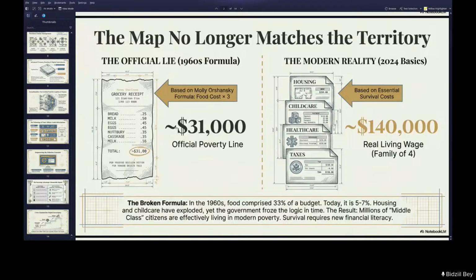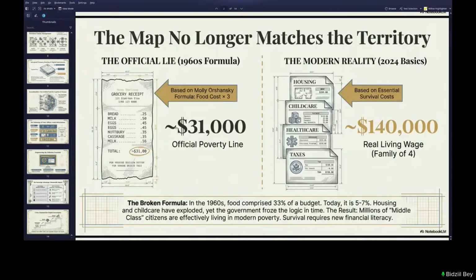That brings us to method 2, the modern additive approach. Instead of relying on shrinking ratios that are hard to visualize, we just add up the conservative, unavoidable costs for a family of 4 in the modern economy. This is a common sense budgeting exercise, not some complex economic model.